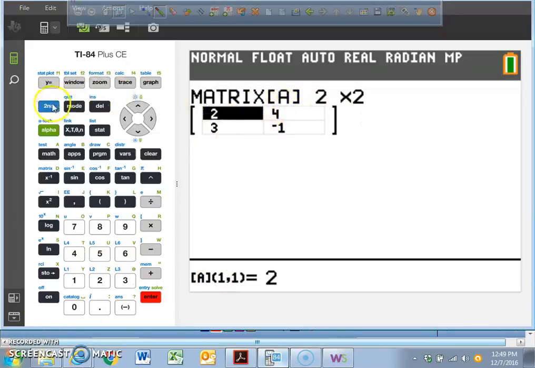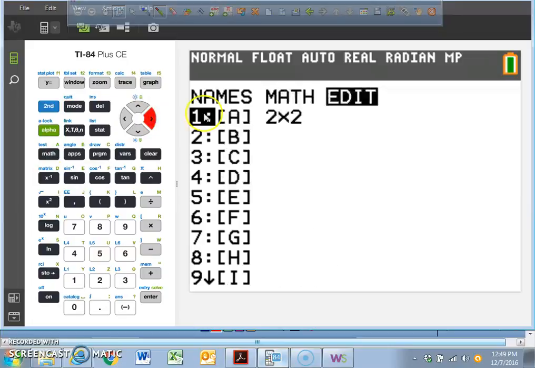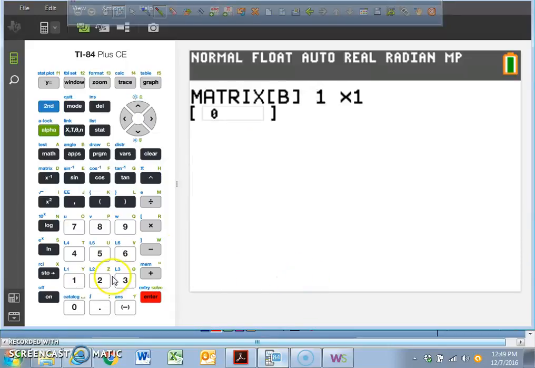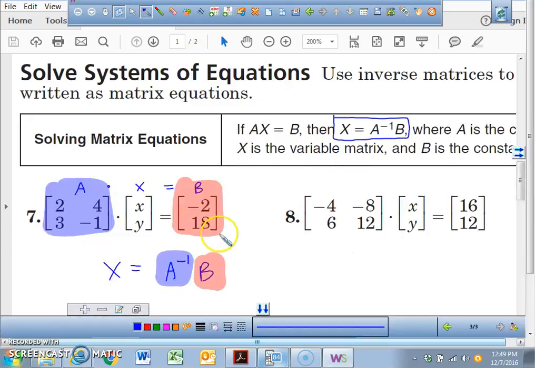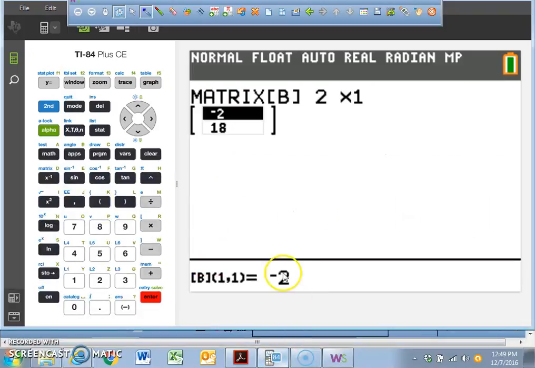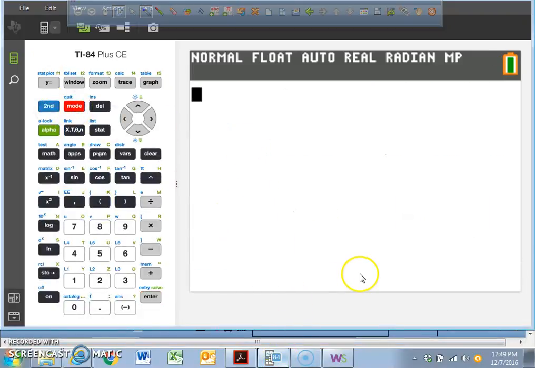After you've typed in matrix A, go back and get second and X to the -1. Go to the right twice where it says edit, and now you're going to make matrix B, which is number 2. This time, though, we're going to make it 2 by 1. All right? Now, what numbers are in this matrix? Negative 2 and then 18. Okay? So right here, you see the negative 2 and the 18? That goes in matrix B. 2, 4, 3, negative 1, that goes into matrix A. Now that you have those typed in, hit second and mode.